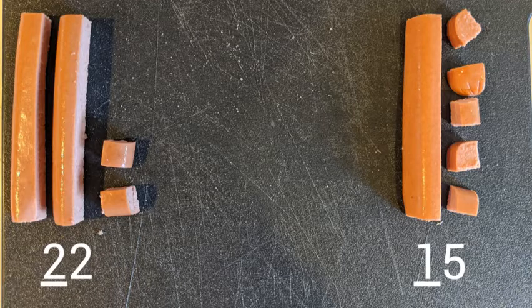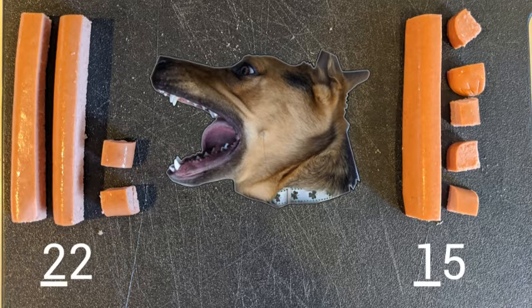So which one do you think Copper would eat? Copper wants to eat the bigger amount, so he's going to choose the one that has more tens. The number on the left, 22, has 1 more ten than the number on the right, so it is the greater number. Copper's going to eat the number on the left. We show that by using this symbol. This symbol is the greater than symbol. You can think of it like an alligator mouth, or in this case, a Copper mouth, that likes to eat the bigger number. The number 22 is greater than 15.